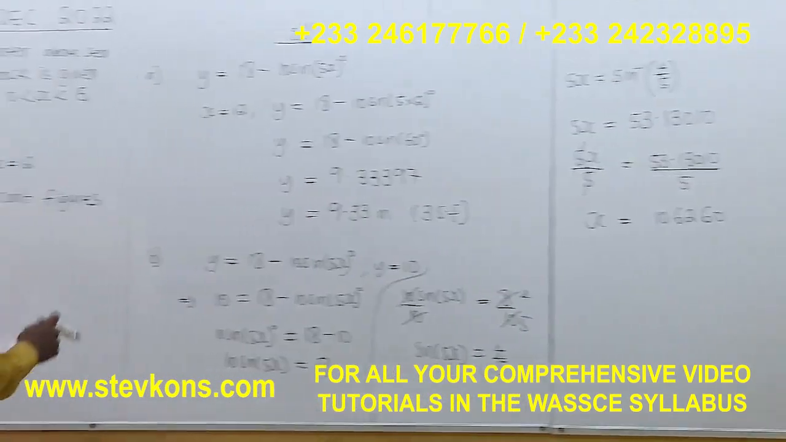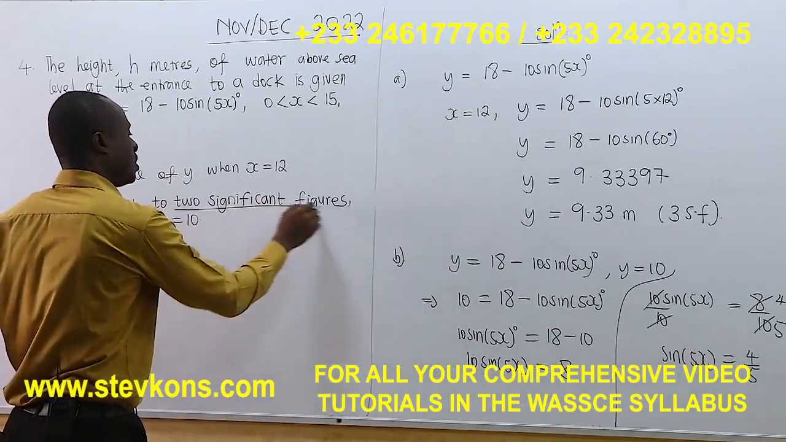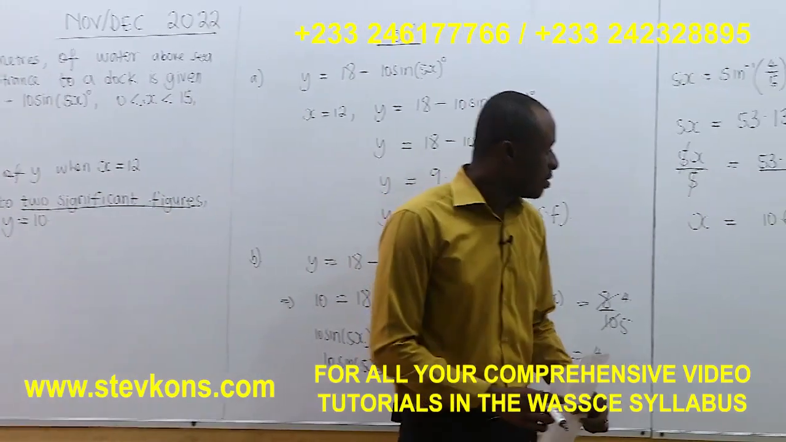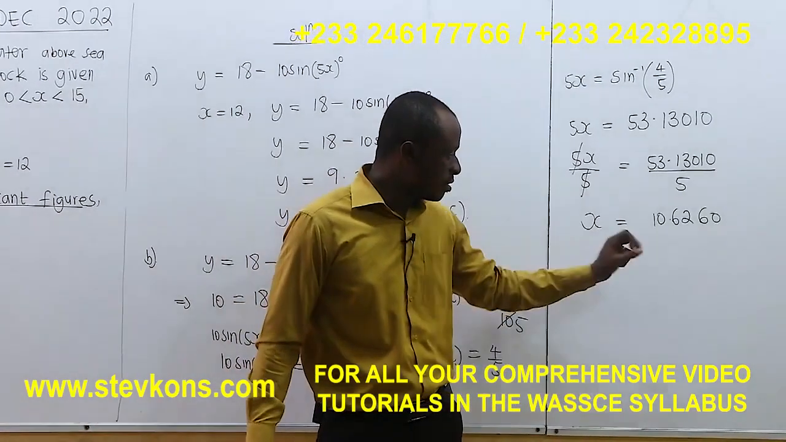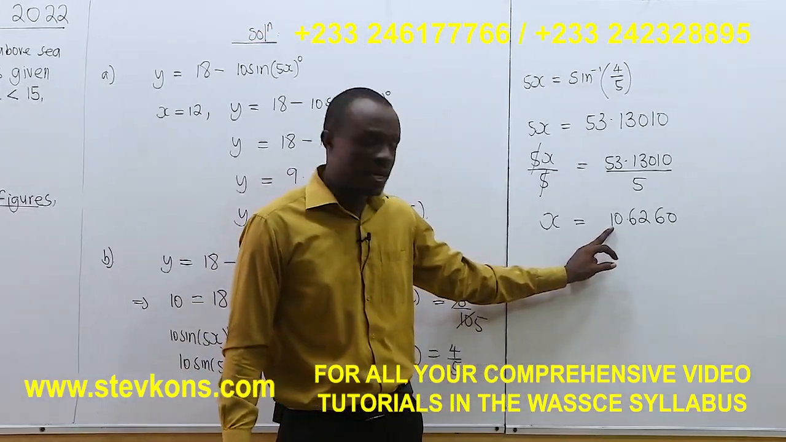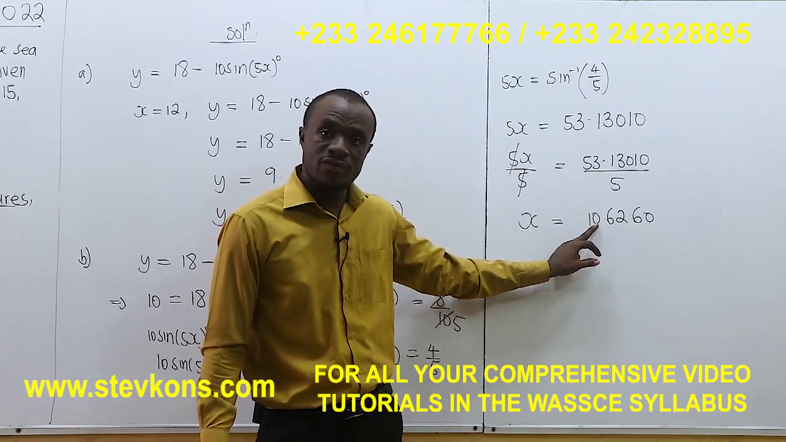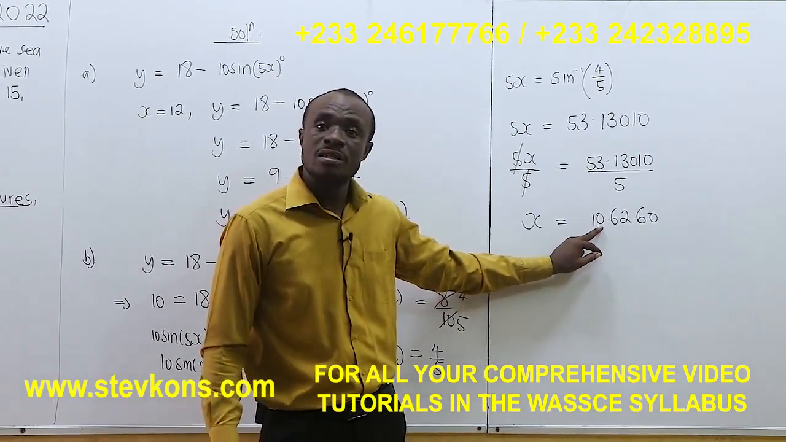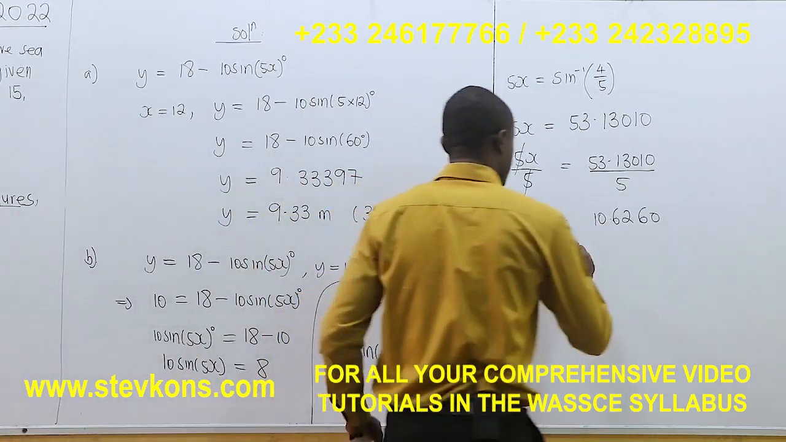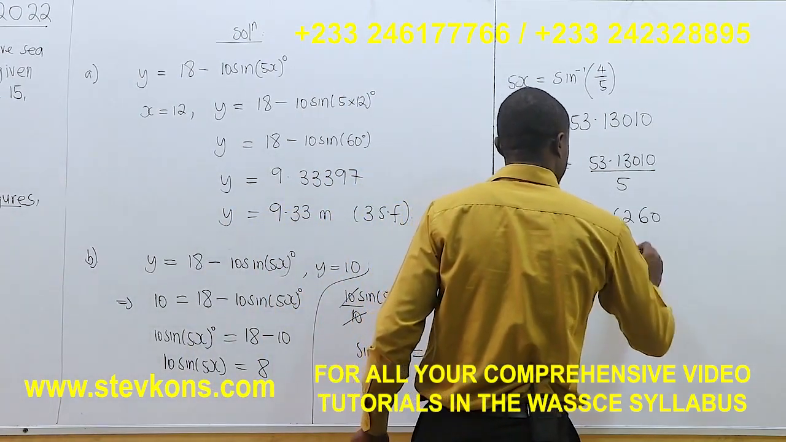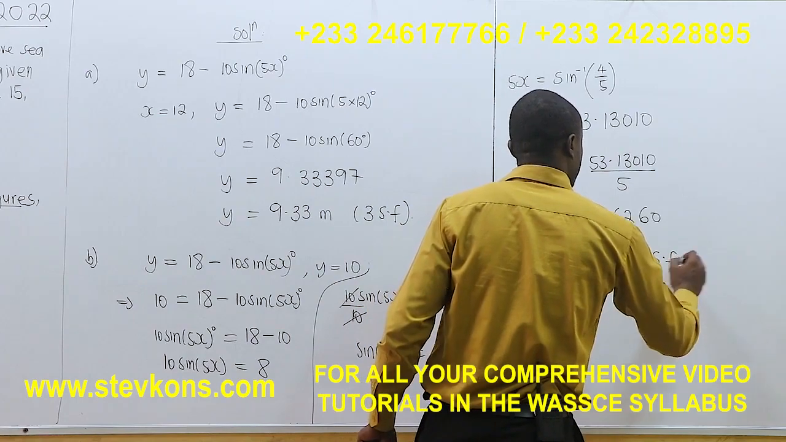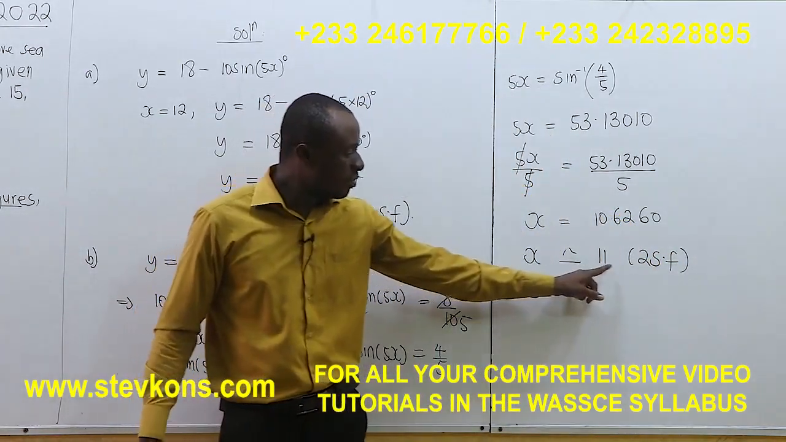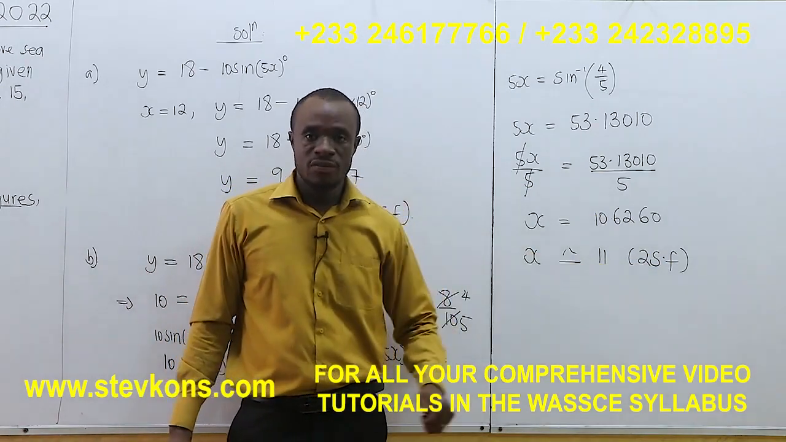Now, what is the question saying? The question says two significant figures. That's what the question is saying. So clearly, this is the first significant value. This is the second significant value. But what is following? 6. So 5 and above has to change the 0 here to 1. So this would be approximately 11. That is two significant figures. So our x is approximately 11, which is two significant figures.